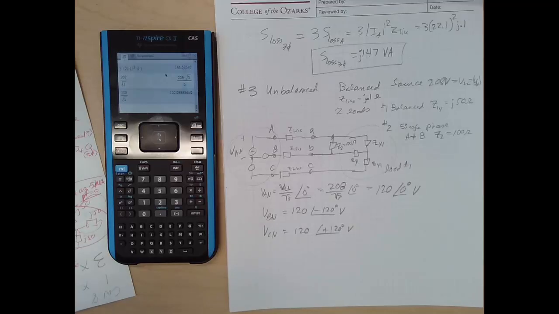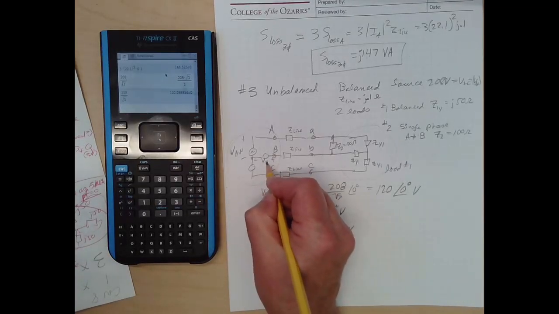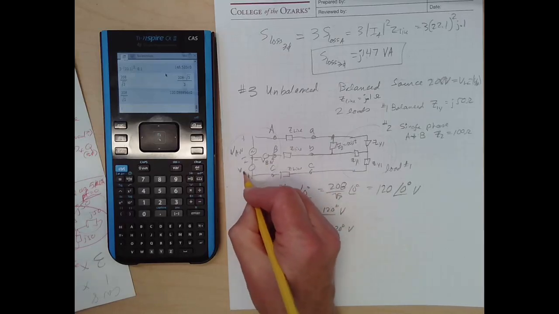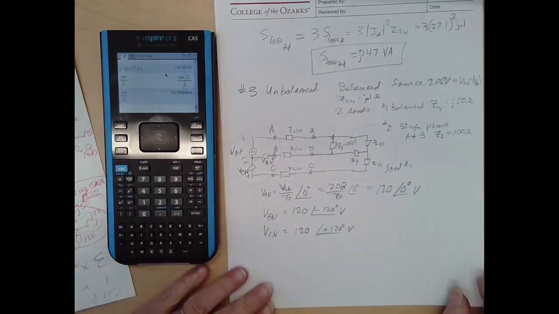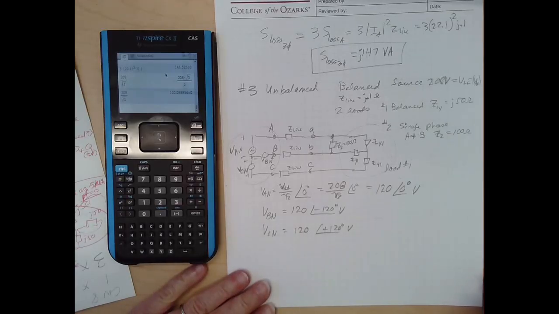So what can we do here? We got all our sources. We can draw things in here, VBN plus minus VCN, just to keep track of where things are. So to solve this, it's going to be much messier. I don't know if I want to go ahead and do the whole thing or not.